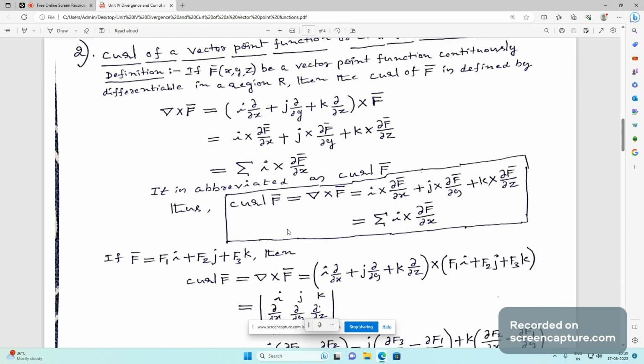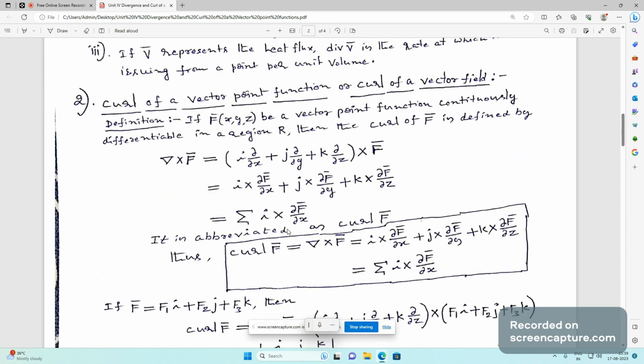Next we will go to curl. When del is applied to a vector point function, we get another vector quantity, that is the curl of a vector point function, or curl of a vector field.